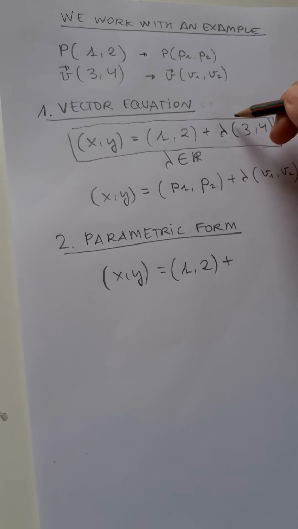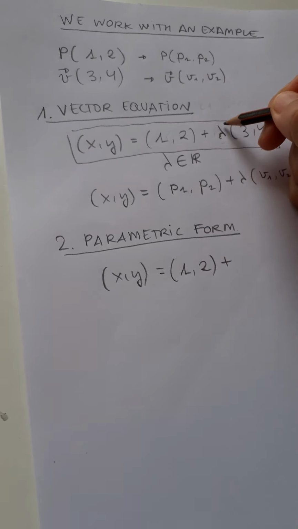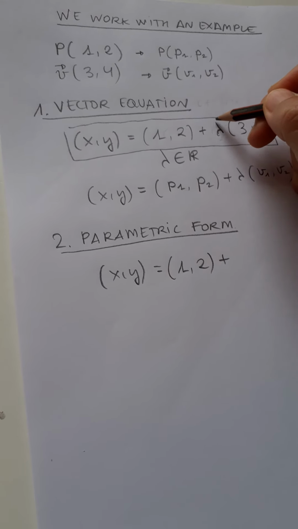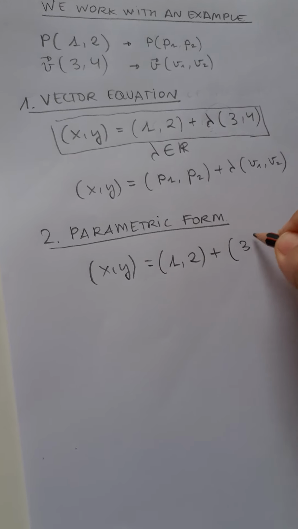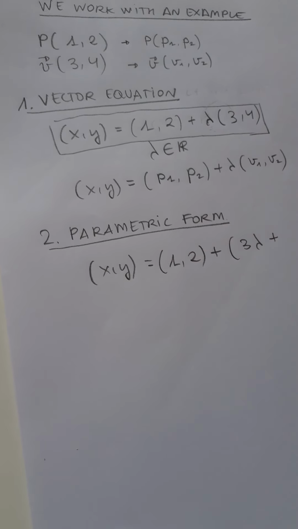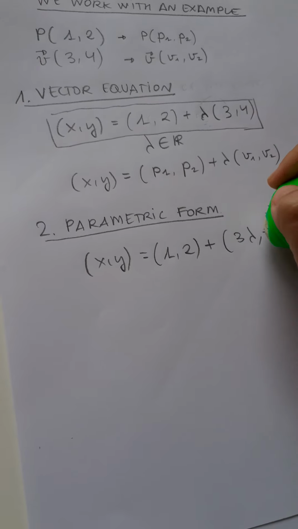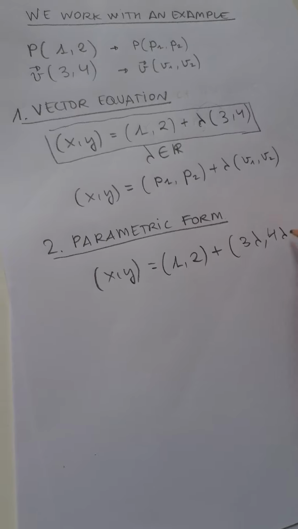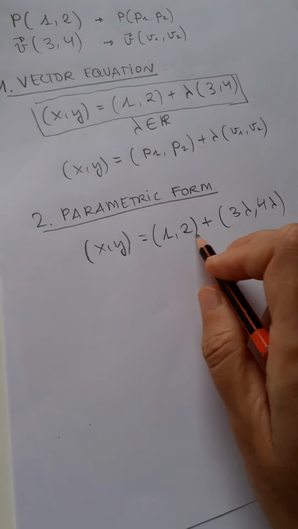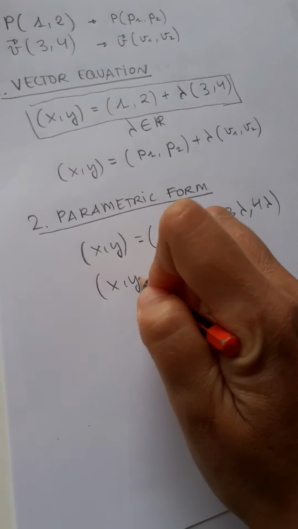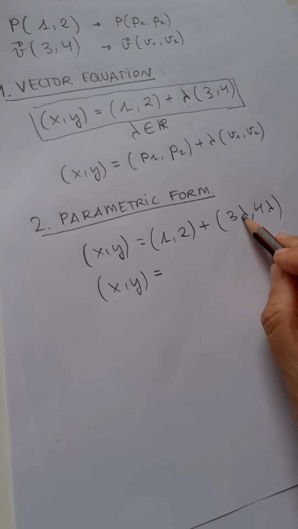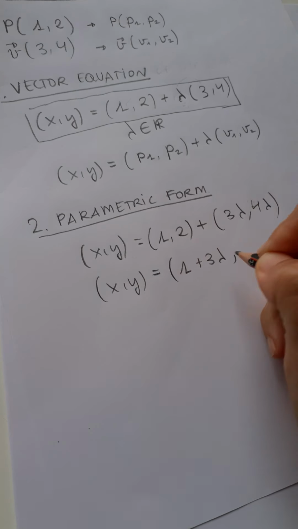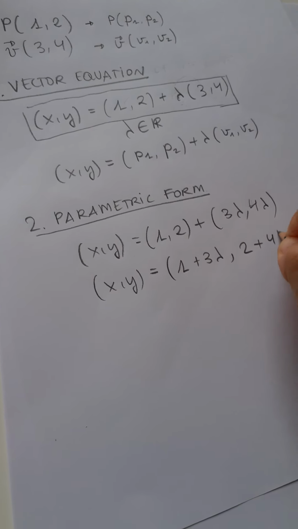Remember that to multiply a vector by a number, this is a number, although we don't know, it's a number in general, we multiply this coordinate and this coordinate. So I would have 3 lambda, comma, 4 lambda, all right? And now I can add, so remember that to add vectors, I add x coordinates and y coordinates. So I would have 1 plus 3 lambda, comma, 2 plus 4 lambda.